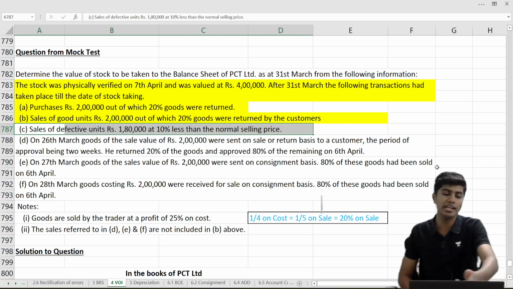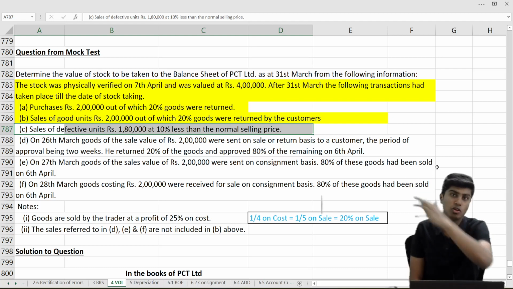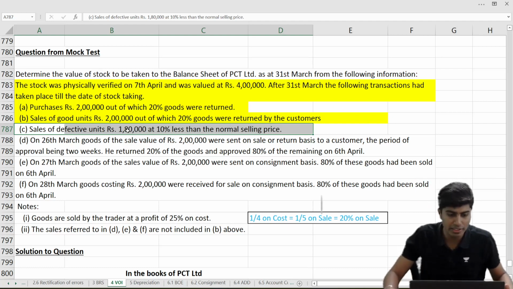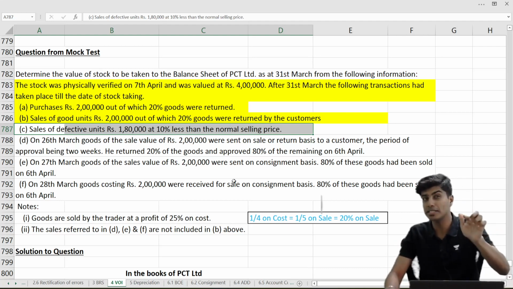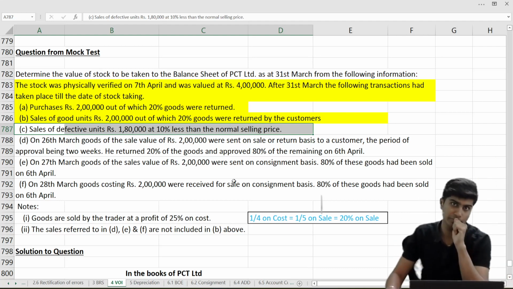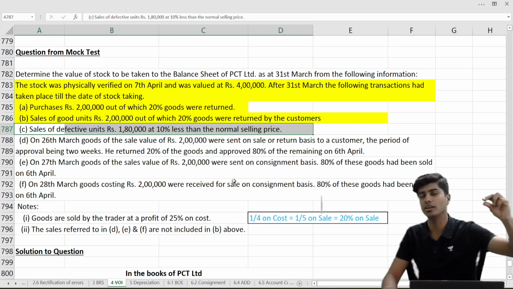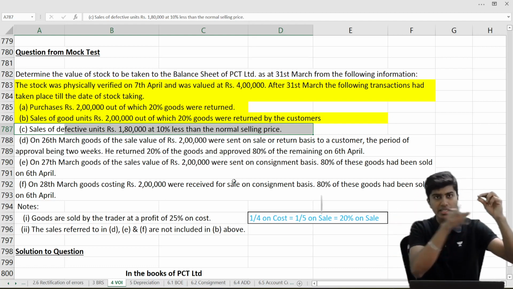We can't write like last time, 1 lakh 80 minus 20% on 1 lakh 80, and if we deduct, we'll get cost. No, it will be different. Here what they've given, 1 lakh 80, is the selling price, and this 1 lakh 80 is 10% less than the normal selling price. Normal selling price is 100. Abnormal selling price is 90. How did we get 90? 100 minus 10%. This 90 is 1 lakh 80.